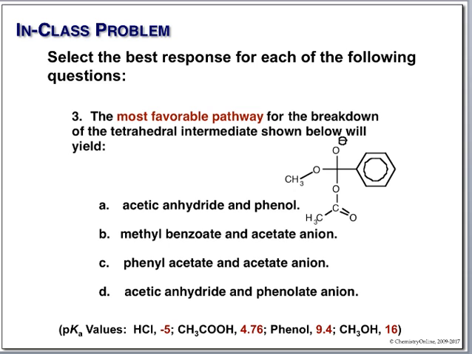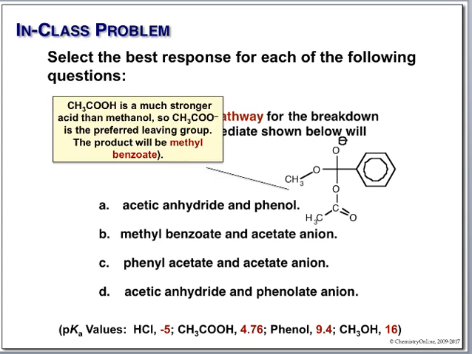Our leaving groups here would be methoxide and acetate. So the conjugate acids would be methanol, 16, and acetic acid, 4.76. Which is the strongest acid? Well, acetic acid, of course. So acetic acid is going to leave. This will be a carbonyl. This will be methyl benzoate.